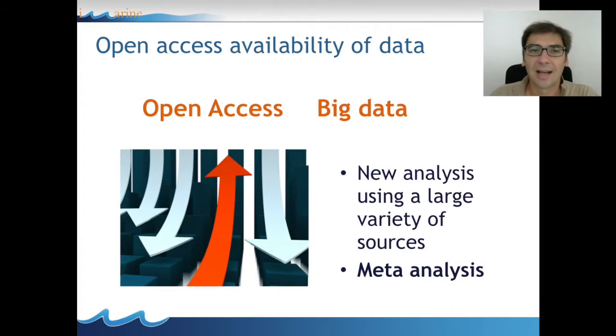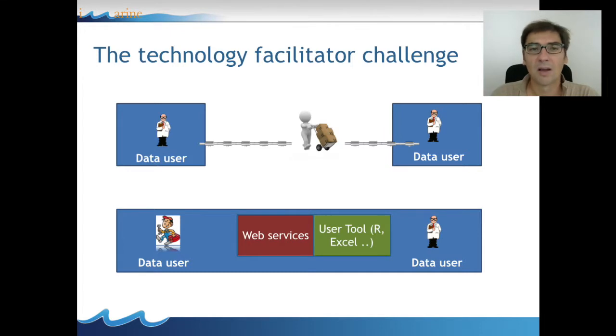New trends like open access and big data will enable the emergence of an increasing amount of new analysis that will use a large variety of sources to explain a phenomenon. Meta-analysis. So, I think that part of my job, which consists in helping scientists to get easy access to data, I will see major changes taking place.